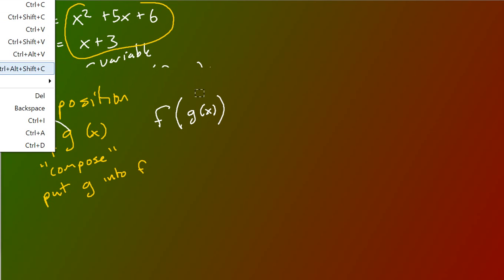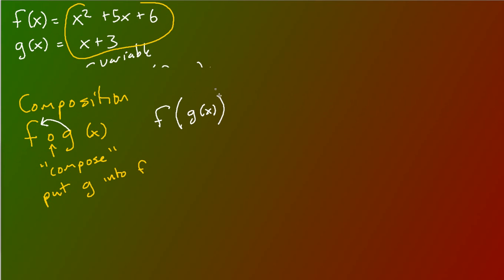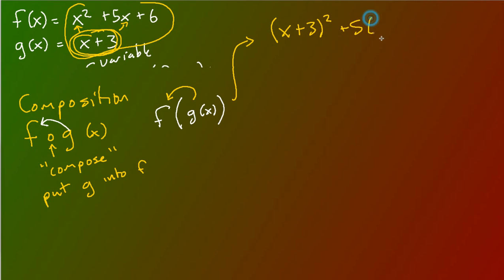I am going to deselect that, and this goes into f. So that means this x plus 3, everywhere I see an x, it's going to go into that. So over here, let's do it. So I have an x squared, so instead I'm going to have an x plus 3 squared, because I put all of this into x, plus 5, parentheses, see I have an x right here, I'm going to put x plus 3 into there, plus 6.